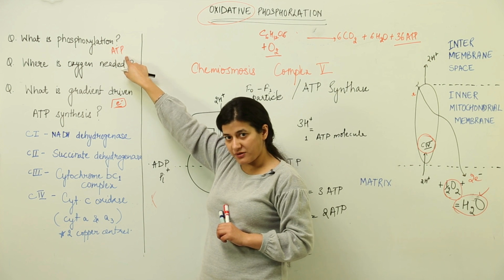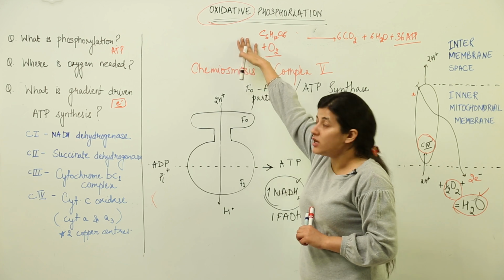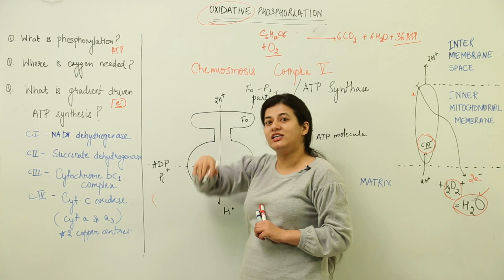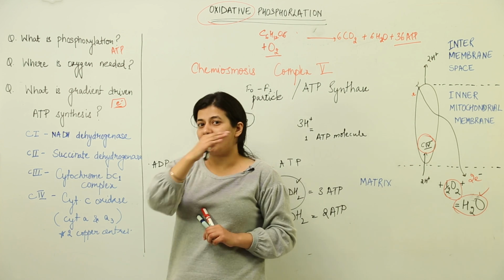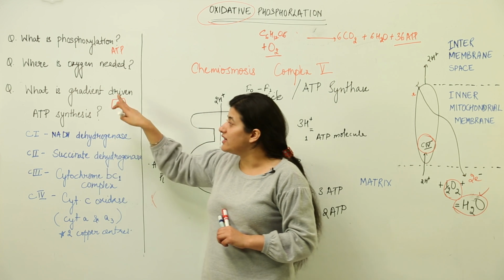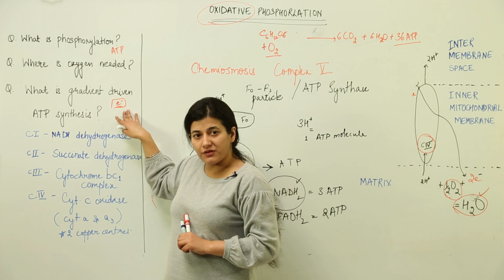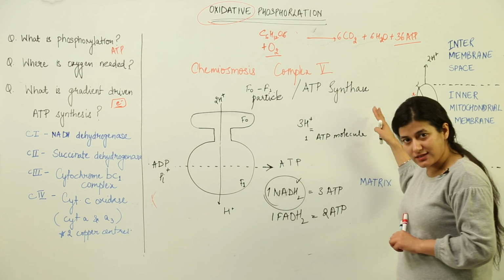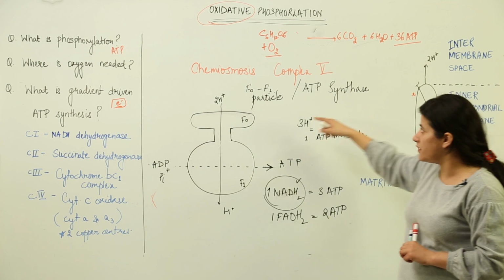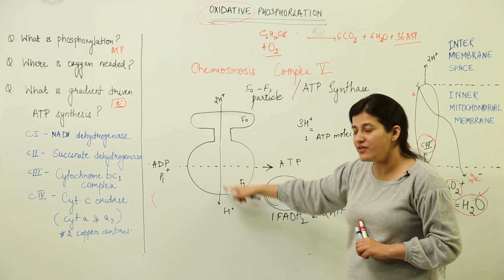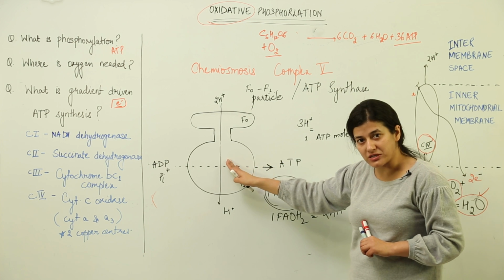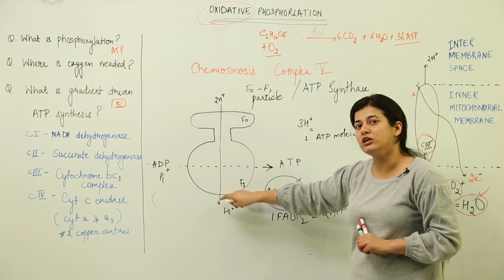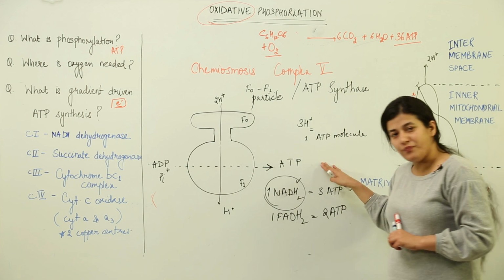The production of ATPs in the presence of oxygen. The oxygen is required as the ultimate acceptor of the electrons which have passed through the electron transport system. And the last one is, what is gradient driven ATP synthesis? It is the electron transport system which enables the generation of ATP with the help of complex number 5, which works on the chemiosmosis principle, that is, breaking down of the proton gradient would give rise to ATPs.